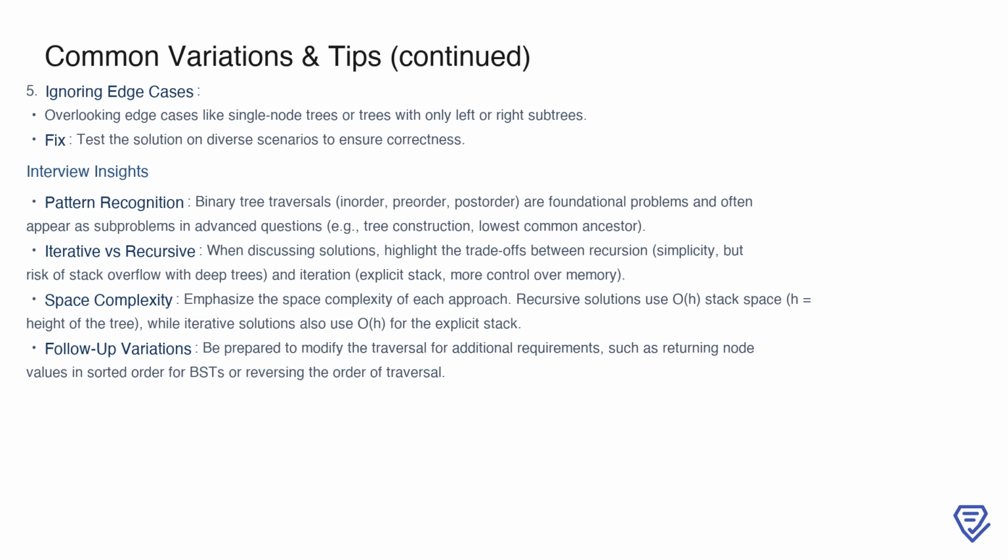Space complexity is another important aspect to highlight. Recursive approaches consume O(h) stack space, where h is the height of the tree, while iterative solutions also require O(h) space for the explicit stack. Be ready to address follow-up variations, such as modifying the traversal to return sorted values for binary search trees or reversing the traversal order for specific use cases.